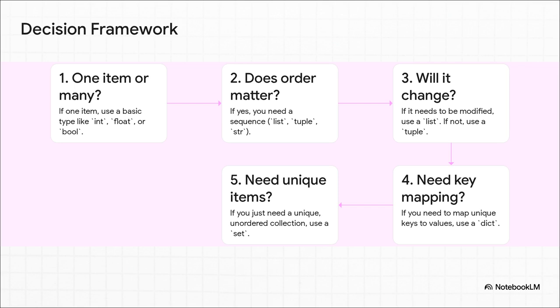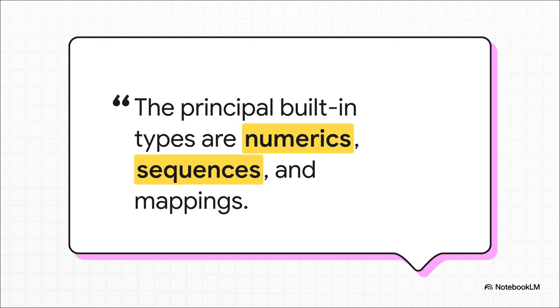But if order doesn't matter, then you ask, do I need to look things up using a specific key? That's a dict. Or do I just need a bag of unique items? That's a job for a set. You know, don't just take my word for it. Python's own official documentation really sums it up perfectly. At the end of the day, you're either dealing with single numbers, ordered sequences, or these unordered mappings.